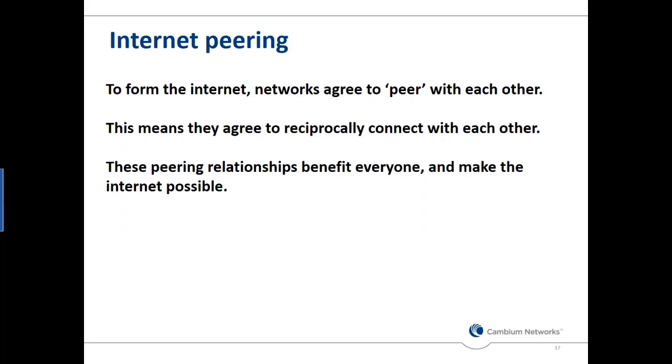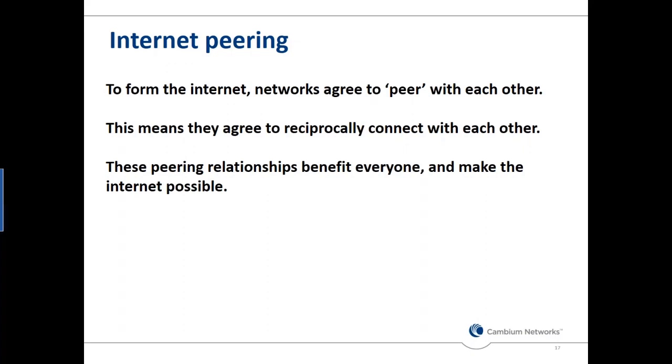These peering relationships exist basically across continents and across the whole world, which is what allows you to take something, say, on AT&T's network in Chicago and be able to access a website that may be in Britain on British Telecom's network, because those two network operators have this peering relationship between them.